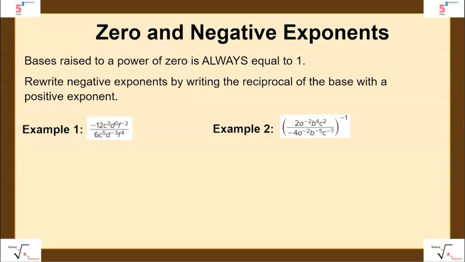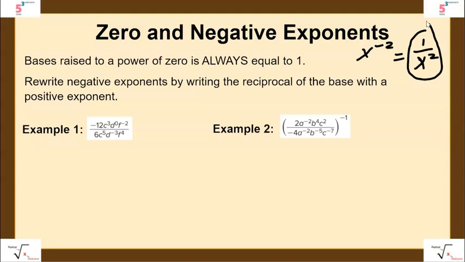When we have negative exponents, we want to rewrite them by writing the reciprocal of the base with a positive exponent. So if I have x to the negative 2, this is the same thing as writing 1 over x squared. The expression is never simplified if it's got negative exponents, so we need to rewrite it so you only have positive exponents involved. So this would be the appropriate way of writing that. Now our two examples.